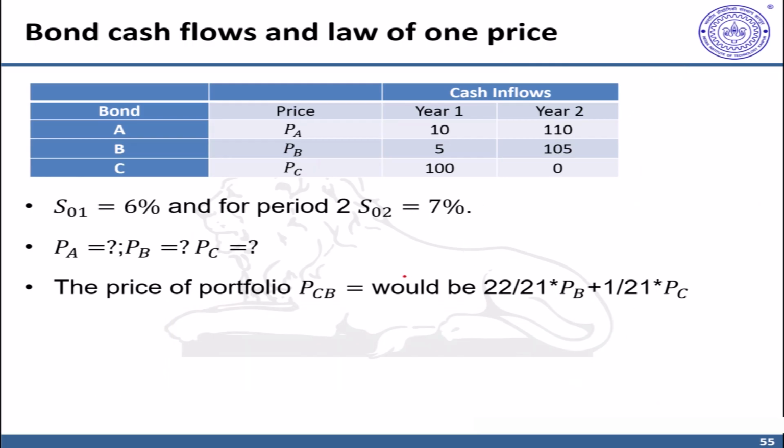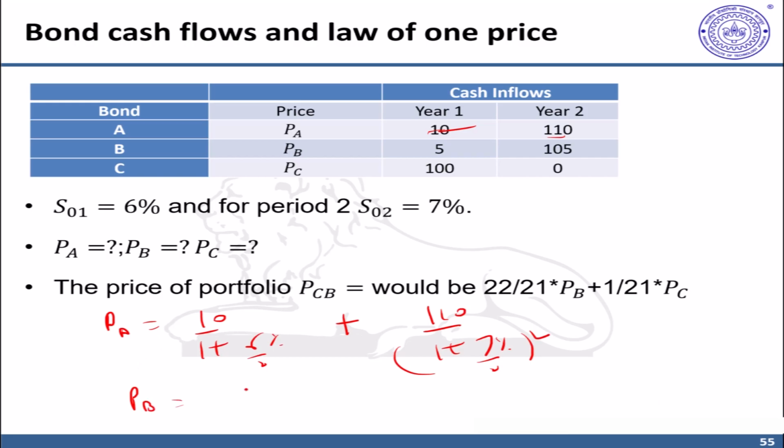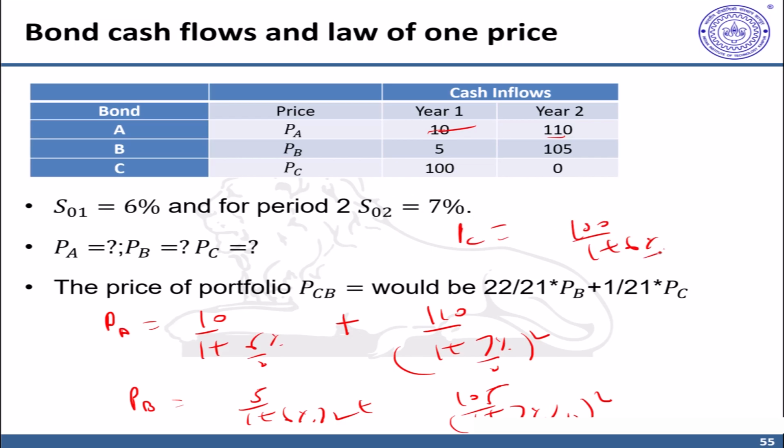So we need to solve the following equations. First, we need to calculate the price of bond A, PA. These are the cash flows for A, so PA should be equal to 10 upon 1 plus 6% divided by 2, plus 110 upon 1 plus 7% divided by 2 raised to the power 2. In an identical manner, we can calculate the price of bond B, which is 5 upon 1 plus 6% by 2 plus 105 upon 1 plus 7% by 2 raised to the power 2. And similarly, you can calculate for bond C, price PC equal to 100 upon 1 plus 6% by 2 plus 0 upon 1 plus 7% by 2 raised to the power 2. This will be your price PC.